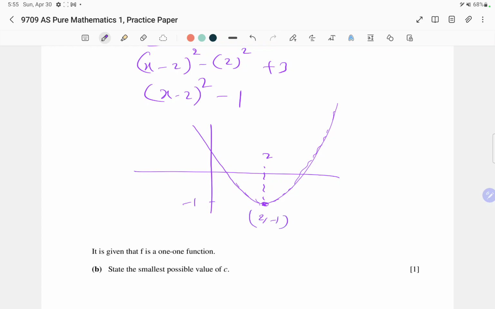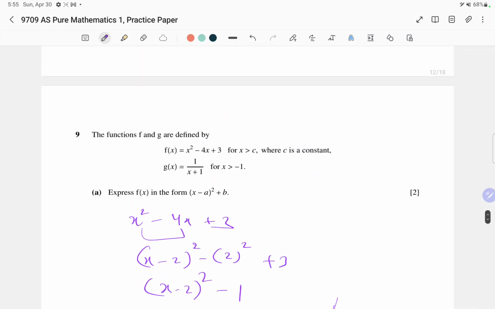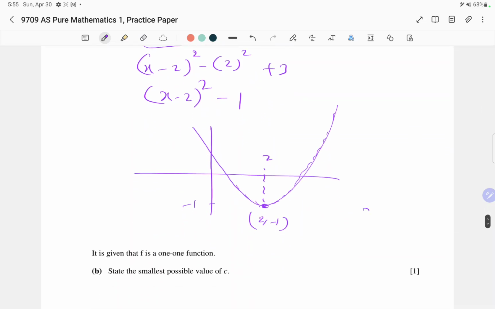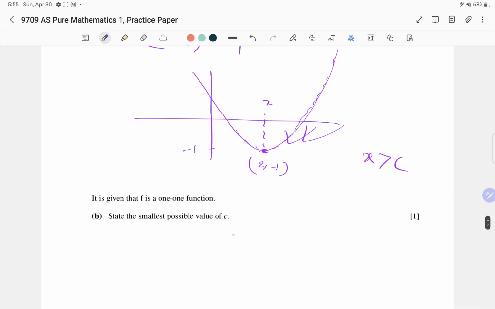Now it is given that f is 1-1. State the smallest possible value of c. But here, you know, x is greater than c. So of course they are talking about the right portion, so it means they are talking about this portion. So x is greater than 2, then only it is 1-1, right? So find the smallest possible value of c. So that should be 2, the smallest possible value.